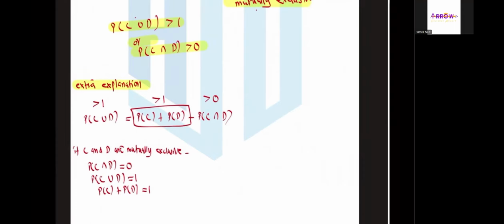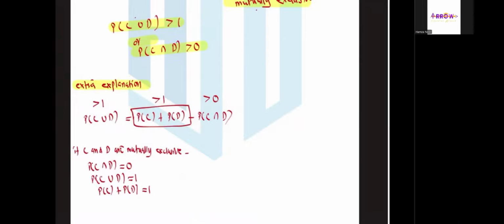Okay, and since we have established the fact that the probability of C plus probability of D is more than 1, so probability of C union D would be more than 1 and probability of C intersection D would be something other than 0. Obviously it can only be positive since probabilities are always either equal to 0 or more than 0. So C intersection D should be strictly more than zero.